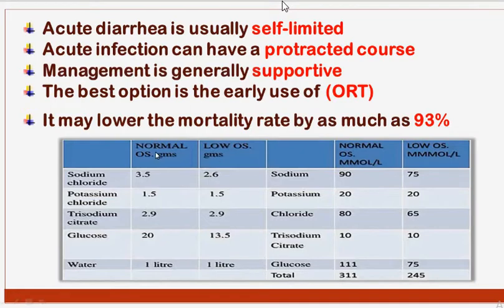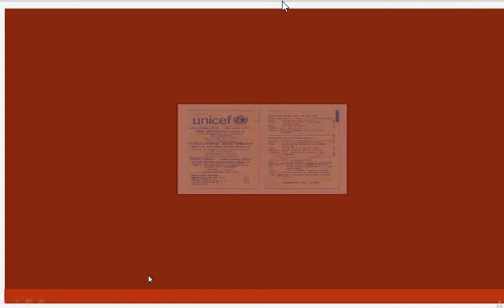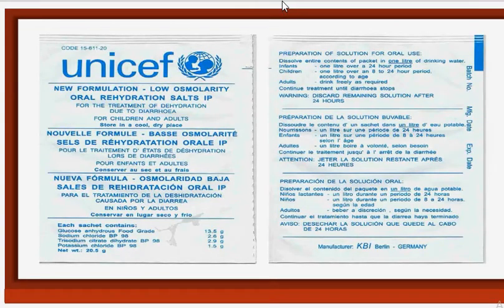In this side of the table, we can know the constituents and the weight of the constituents. And all these elements should be dissolved in 1 liter of water and given in frequent sips. This is the traditional, the classical, the formal form of the ORS that is authorized by UNICEF and by WHO. And you can see here the constituents of this medication.